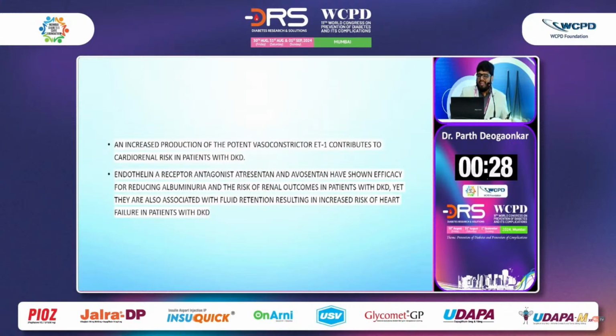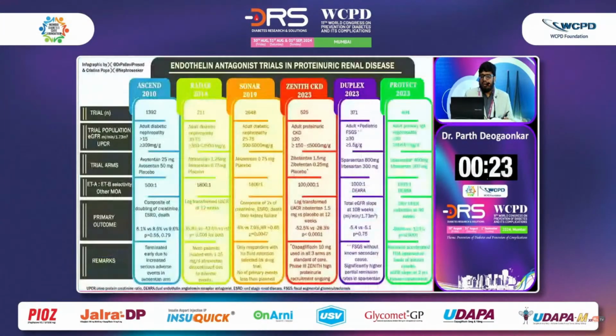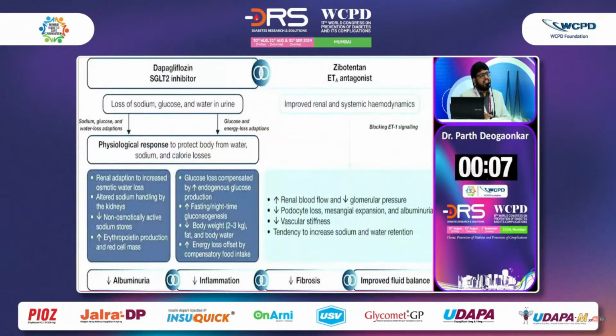So these are some of the new drugs which are being tried, the endothelin-1 receptor antagonists. These are the trials, basically the ASCEND, RADAR, and SONAR trials. We showed that avosentan or atrasentan had benefit with decrease in proteinuria. However, there were a lot of events of fluid retention. So we have tried this new combination with zibotentan and dapagliflozin. It has more ET1 selectivity, the zibotentan, than the other drugs.